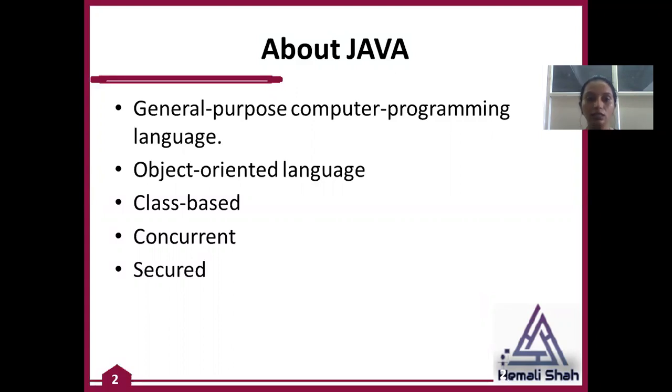You can create concurrent applications by using Java. Concurrent means you can create tasks that can execute concurrently, in parallel. That means multiple tasks execute simultaneously to generate your output. And this is possible by using threading.